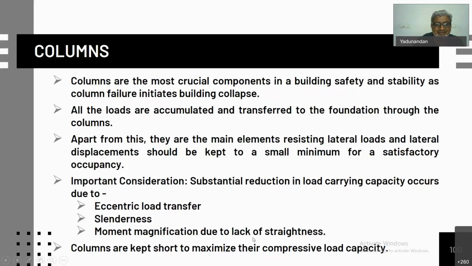So the important considerations in the column design are that the load transfer is eccentric, and therefore the minimum eccentricity has to be considered in calculating the strength capacity of the section. You have to make sure that the slenderness limits are such that it's a short column, and if there is a lack of straightness and other things may occur, therefore the moment magnification possibility must be there.